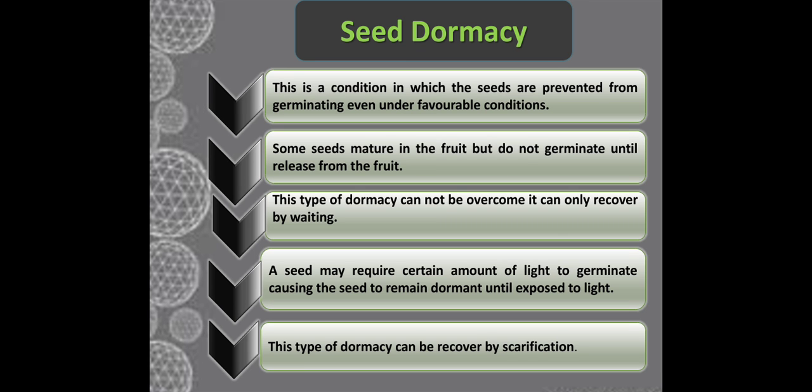Seed dormancy. This is a condition in which seeds are prevented from germinating even under favorable conditions. Some seeds mature in the fruit but do not germinate until released from the fruit. This type of dormancy cannot be overcome; it can only be recovered by waiting. A seed may require a certain amount of light to germinate, causing the seed to remain dormant until exposed to light. This type of dormancy can be overcome by scarification.